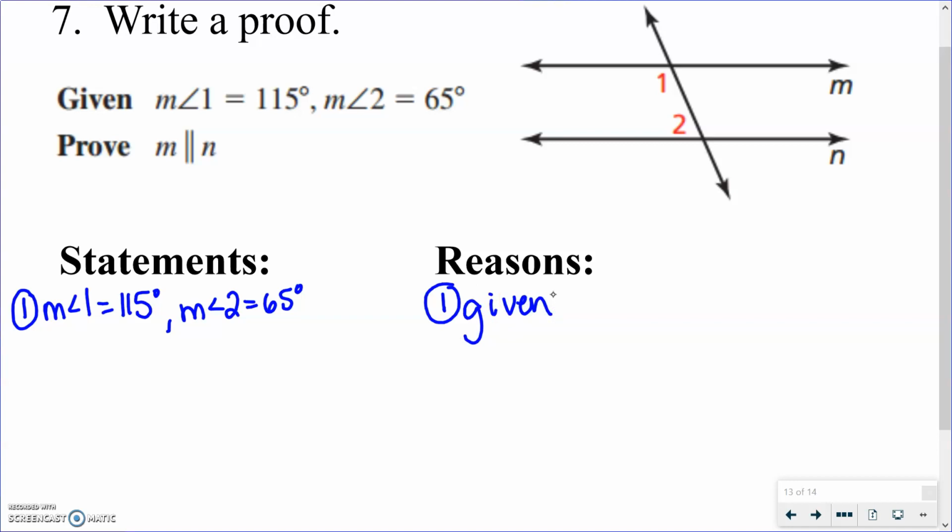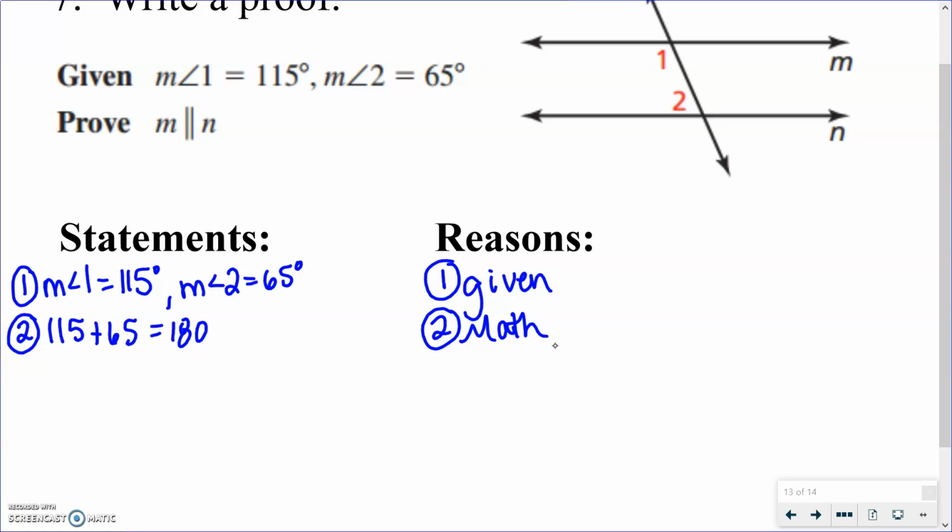Okay, so the first thing I'm going to do is write a statement because I know where I'm headed with this. My statement is going to be 115 degrees plus 65 degrees is equal to 180 degrees. And we all know that that's true. We all know that 115 plus 65 is going to be 180. The reason we know that is the mathematical properties of addition, but we're just going to write math here. I know that's a weird reason, and I'm not going to expect you to figure that out, but for our purposes in being able to write this proof, we're going to use the reason of math.